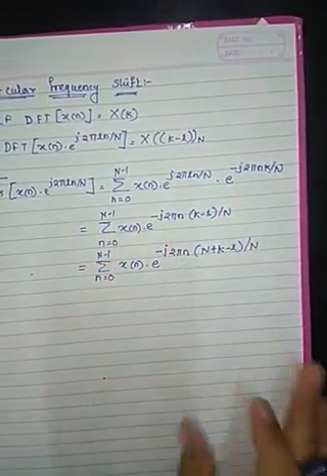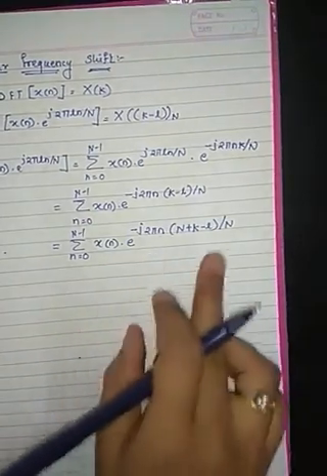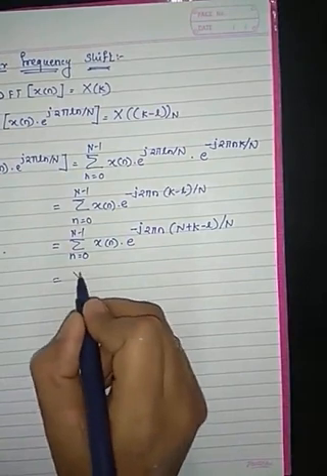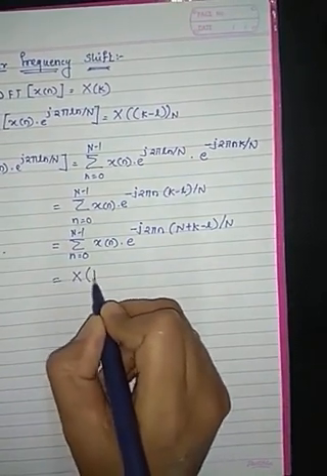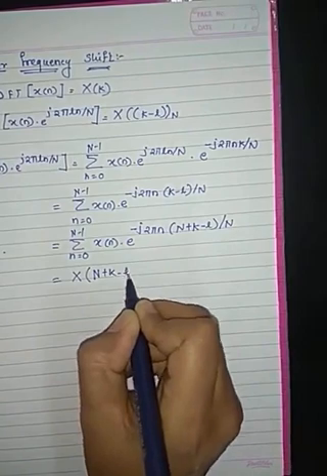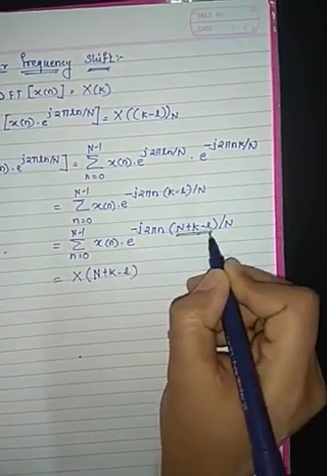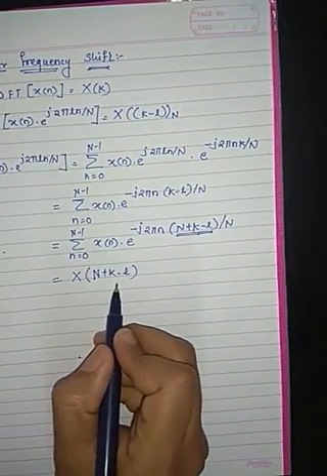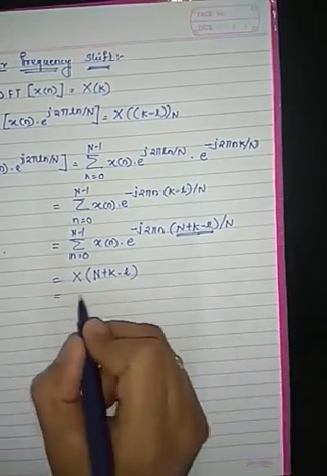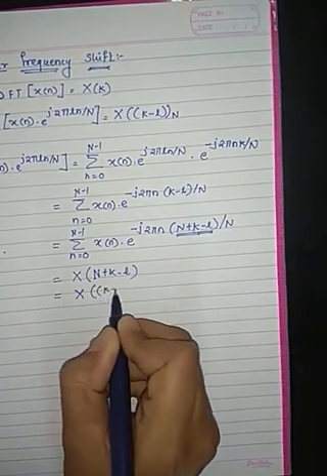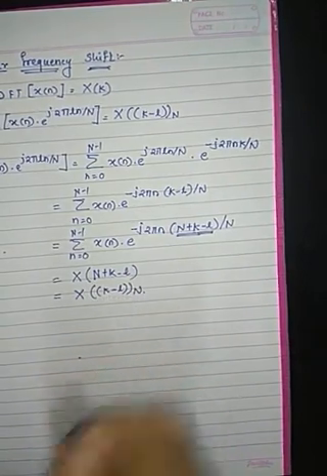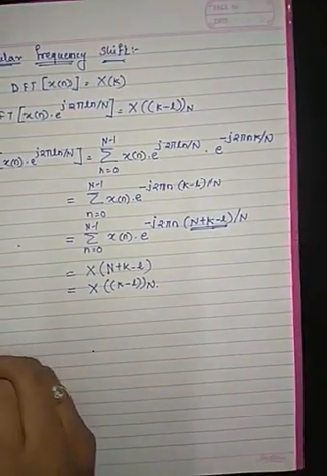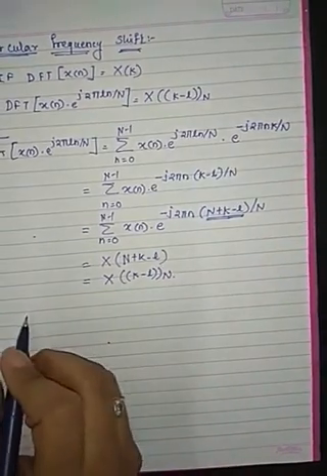We have just rearranged the terms here. So what is this? This is nothing but the Fourier transform at k minus l. Whatever is the term in the power will come here, X of k minus l, so this can also be written as X of k minus l modulo N. So this is nothing but the circular frequency shift property. Our next property is the complex conjugate property.